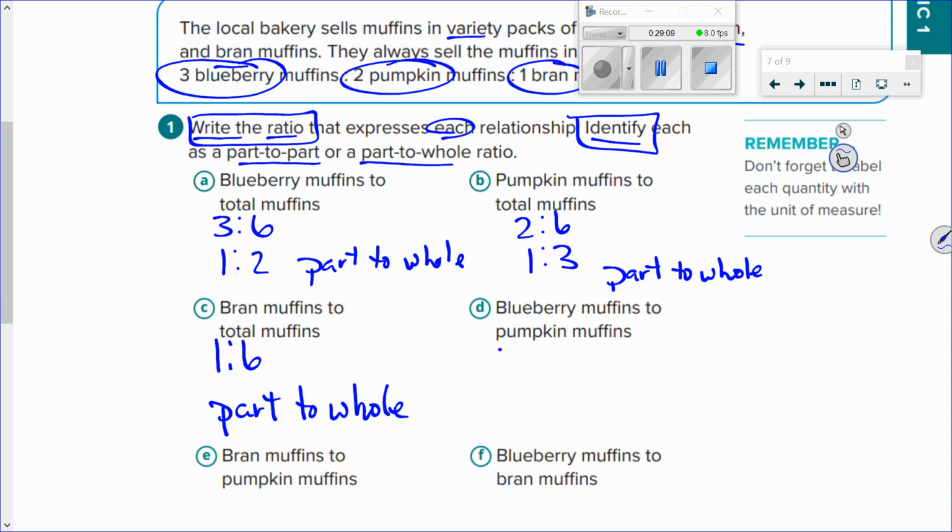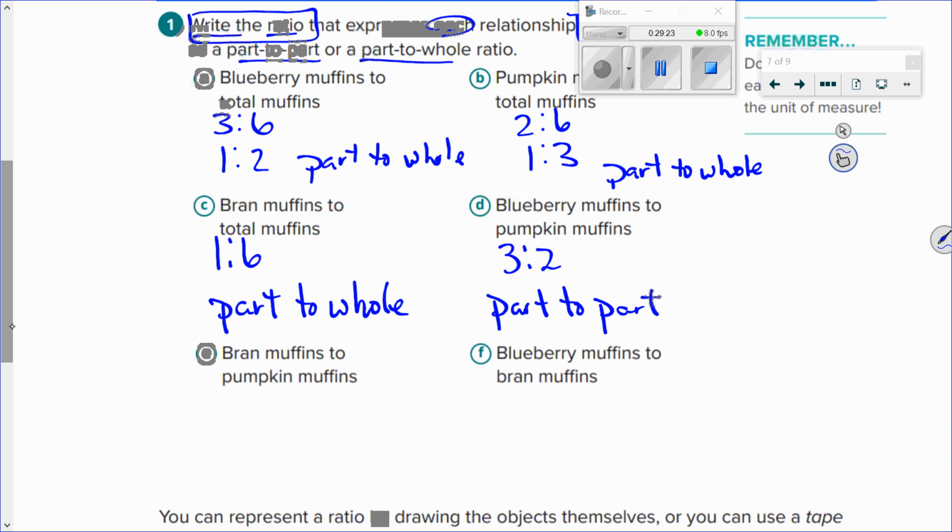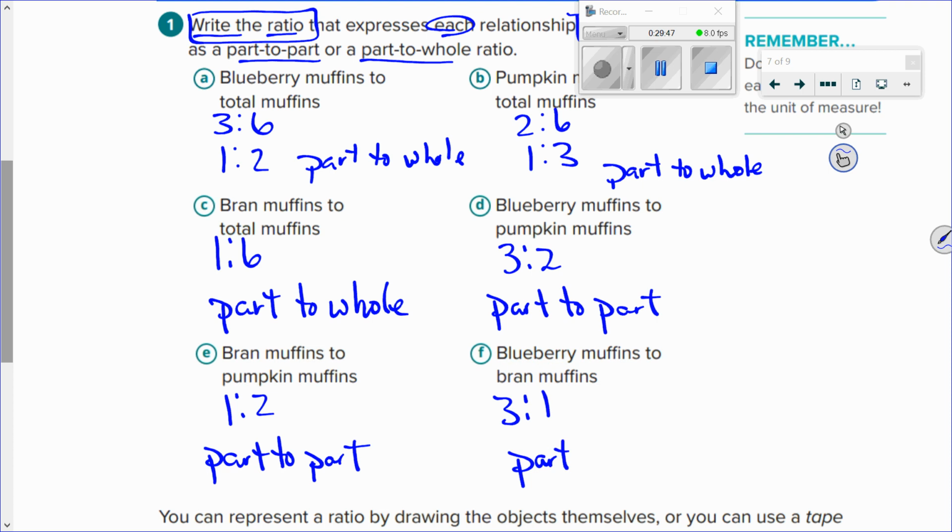Blueberry to pumpkin, 3 to 2. This one is a part to part. I can't simplify that anymore, so we just leave it like that. Bran to pumpkin. Bran was 1, pumpkin was 2. This is another part to part. And I can't simplify that. Those are both in simplest form. And our last one, blueberry to bran. That is a 3 to 1. If that was a fraction, technically I'd say it equals 3, but I can't because remember, in a ratio, I always have to show 2 numbers. This one is another part to part.